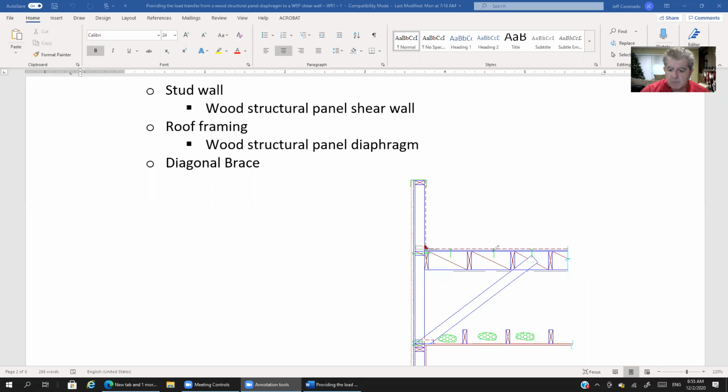All right. Then here is a diagonal brace. So we have a diagonal brace there. Let me see if I can now.